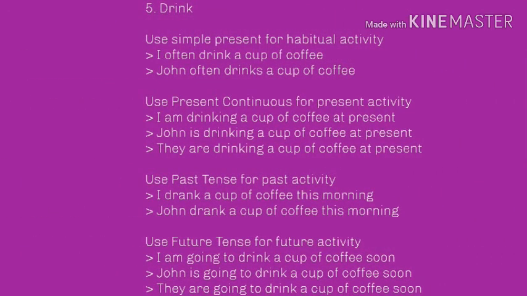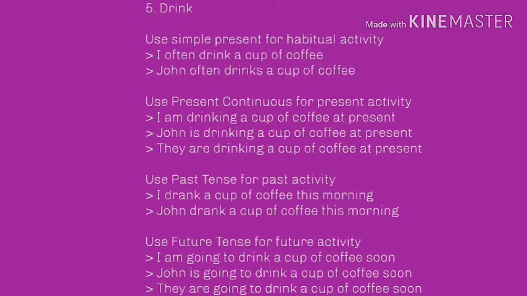Number 5. Drink. Use simple present for habitual activity. For example, I often drink a cup of coffee. John often drinks a cup of coffee. Use present continuous for present activity. For example, I am drinking a cup of coffee at present. John is drinking a cup of coffee at present. They are drinking a cup of coffee at present.